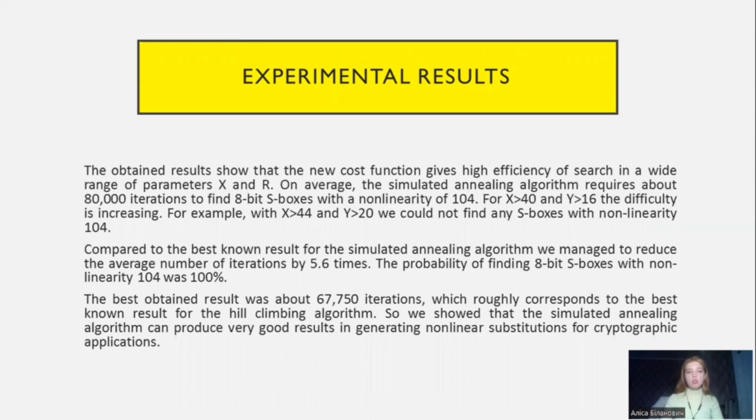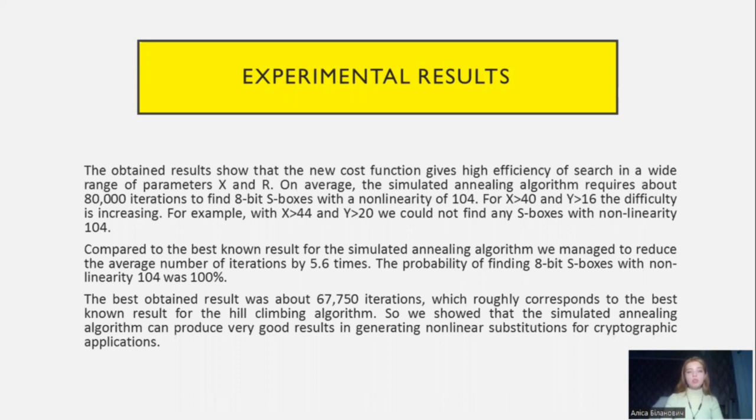The obtained results show that the new cost function gives high efficiency of search in a wide range of parameters x and r. On average, the simulated annealing algorithm requires about 80,000 iterations to find 8-bit S-boxes with a nonlinearity of 104. For x greater than 40 and r greater than 16, the difficulty is increasing. For example, with x greater than 44 and r greater than 20, we couldn't find any S-boxes with nonlinearity 104.